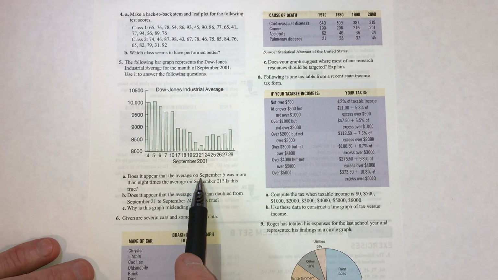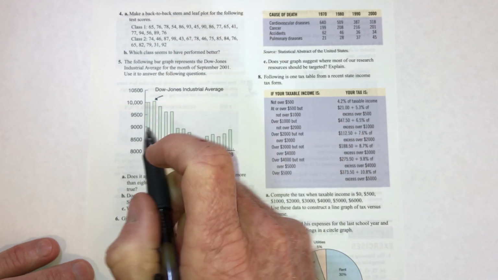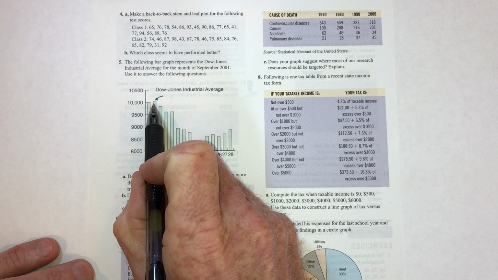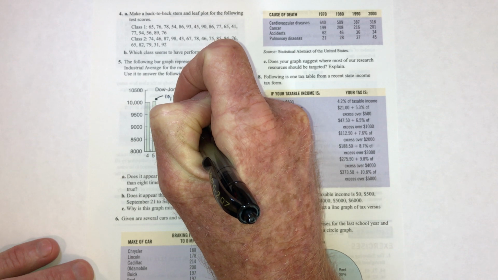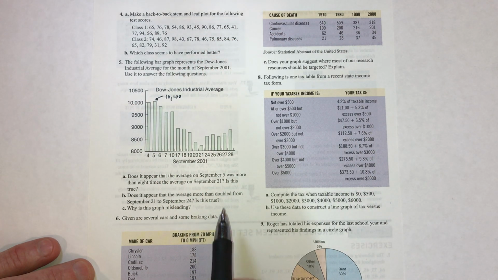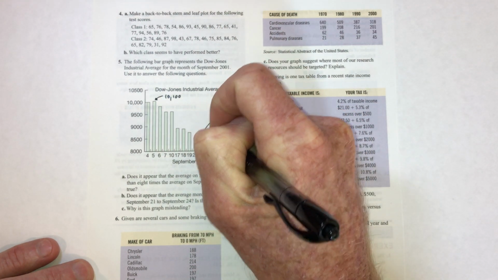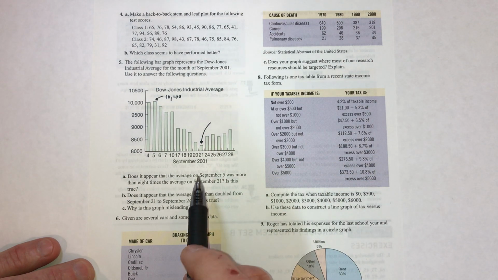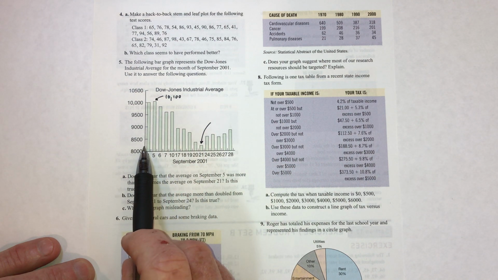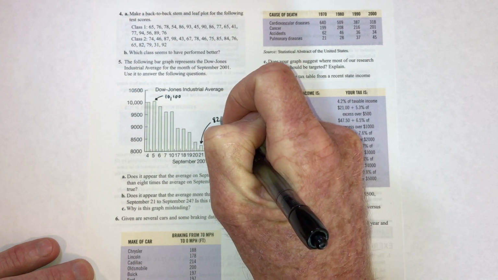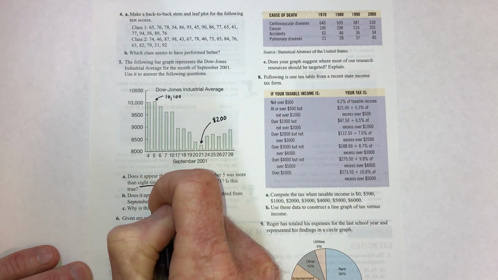So does it appear that the average on September 5th, so that's this one right here, which is just barely bigger than 10,000, and that's 500. Maybe that's 10,100. And then compare that to September 21st. So here is September 21st. And then it went down to, let's see, that looks like it's at about 8,200. So their question is, does it look like it's 8 times bigger?